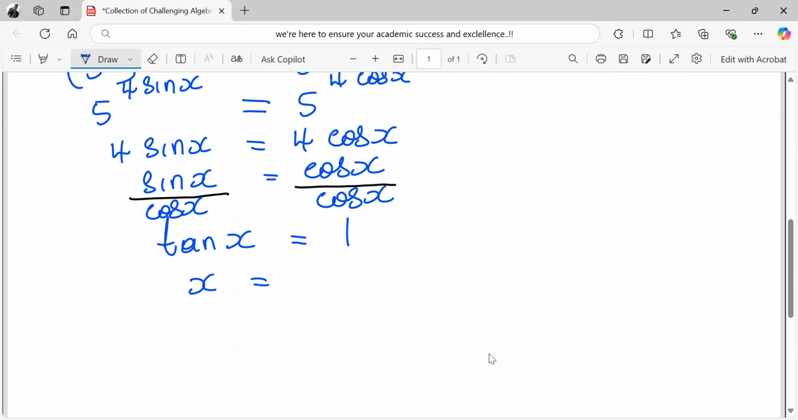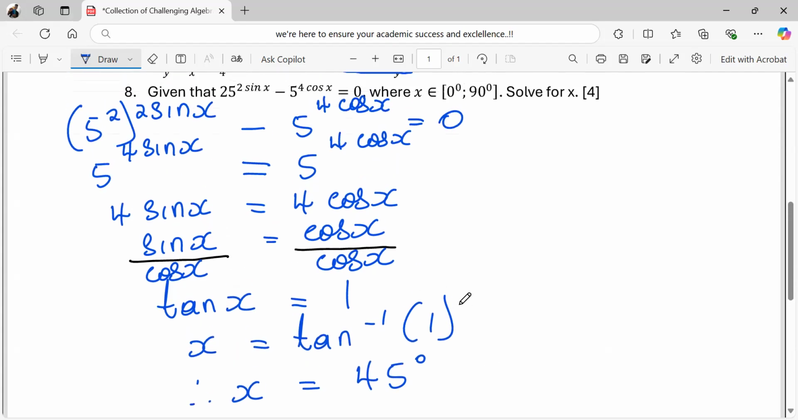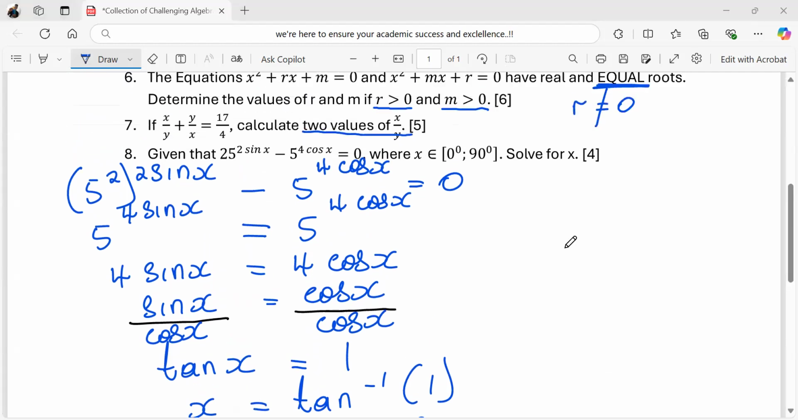So in order to find the value of x, we'll simply say it's the arctan of 1, and the arctan of 1 is undoubtedly 45 degrees. And if you look at 45 degrees, it's well between 0 degrees and 90 degrees.